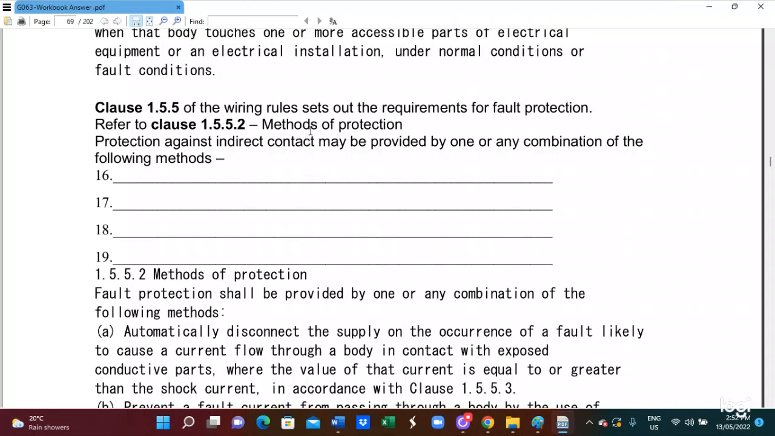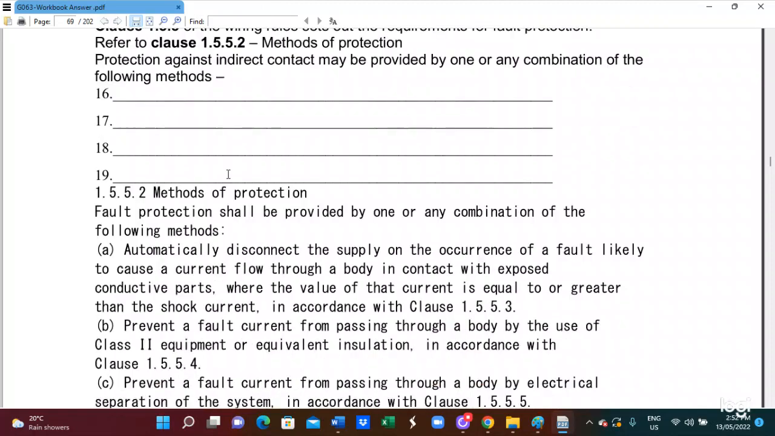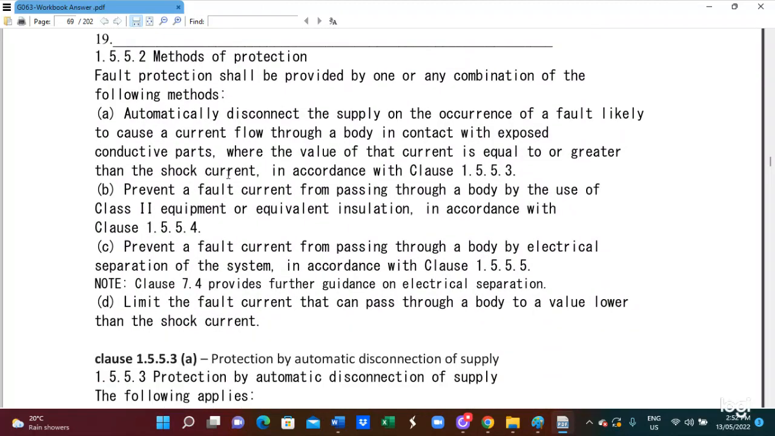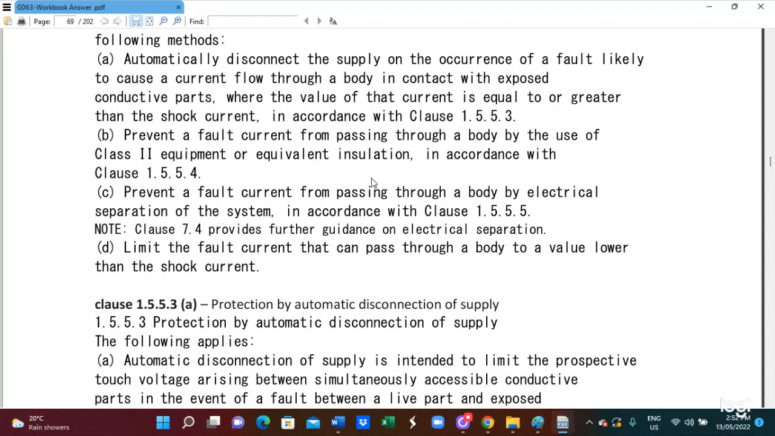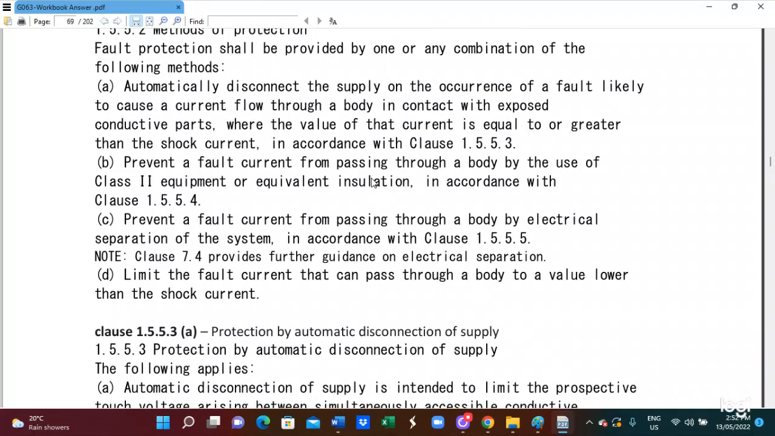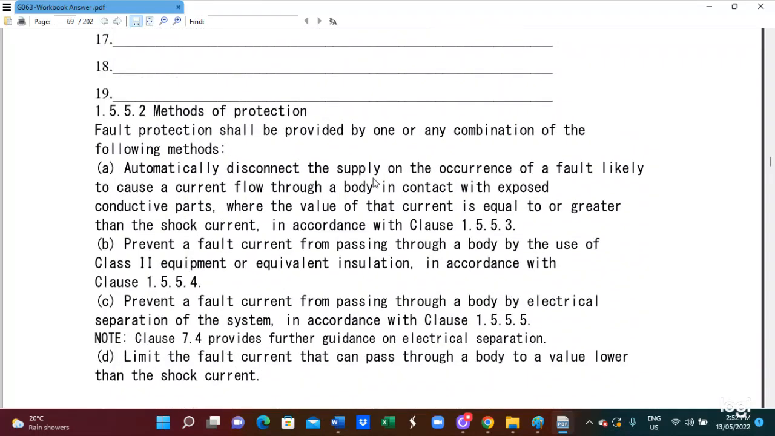Protection against indirect contact may be provided by any one or a combination of the following methods. For the methods of protection, you have to read 1.5.2 of AS/NZS 3000. It mentions the earth fault protection, automatic disconnection, preventing fault current, and preventing current from passing through the body. Those things are included in clause 1.5.2 of AS/NZS 3000.